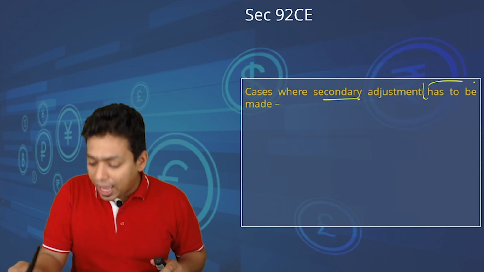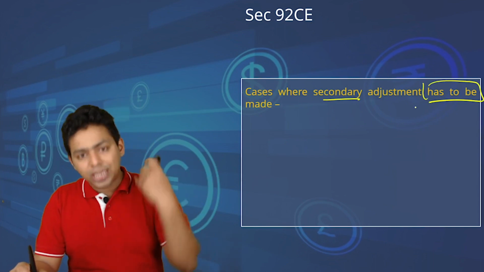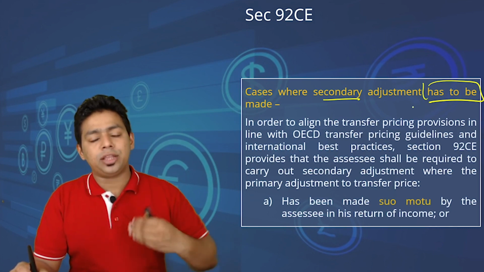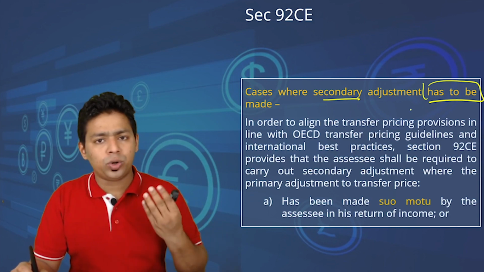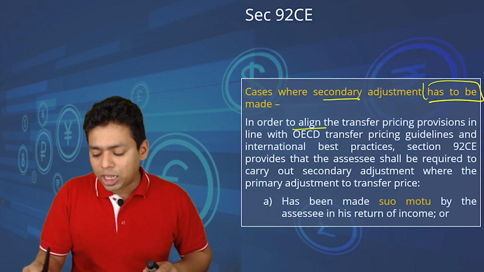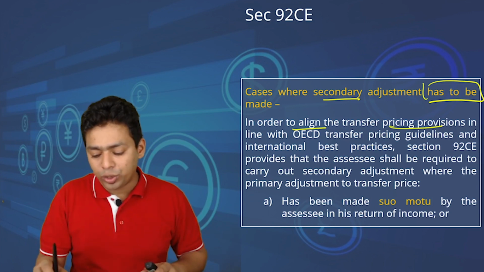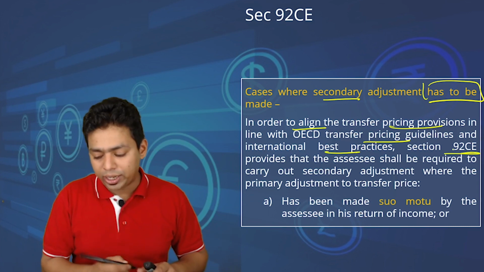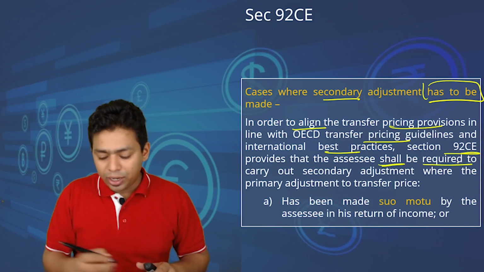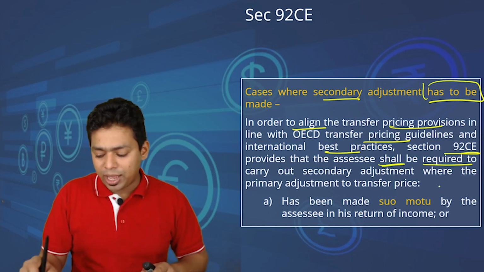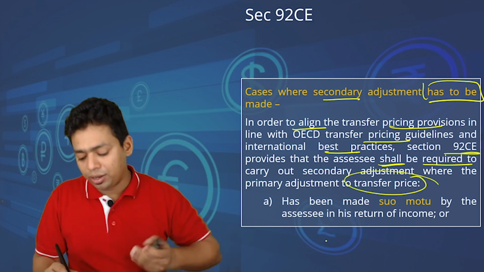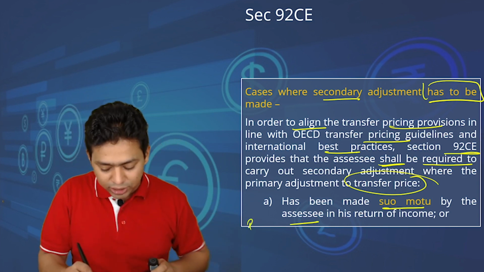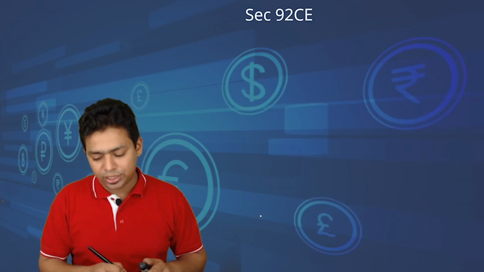Cases where secondary adjustment has to be made. You don't have a choice. It has to be made. And you need to understand this particular situation where secondary adjustment will be recommended by the income tax department and you don't have a choice. In order to align the transfer pricing provisions in line with the OECD transfer pricing guidelines and international best practices, section 92CE provides that the assessee shall be mandatorily required to carry out secondary adjustment where primary adjustment on transfer price has been made suo motu by the assessee. So the assessee has only declared the primary adjustment, still it has to do a secondary adjustment.